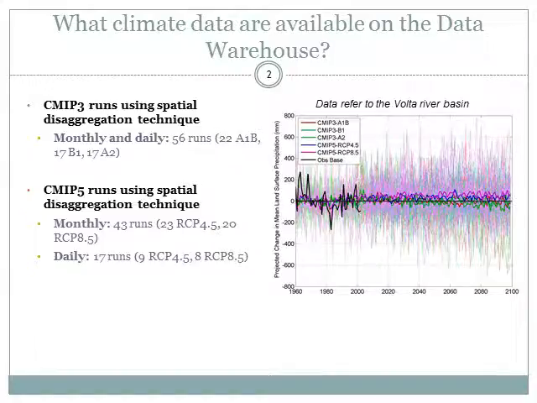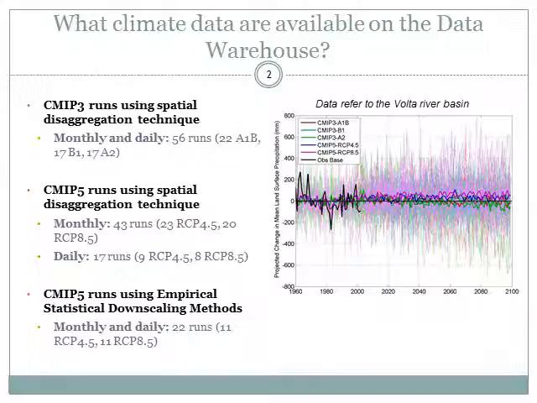Lastly, using this more sophisticated downscaling technique developed by the University of Cape Town, empirical statistical downscaling is what it's called specifically, for both monthly and daily time steps, we have available 22 runs. This is a total of 11 of the RCP 4.5s and 11 of the 8.5s.